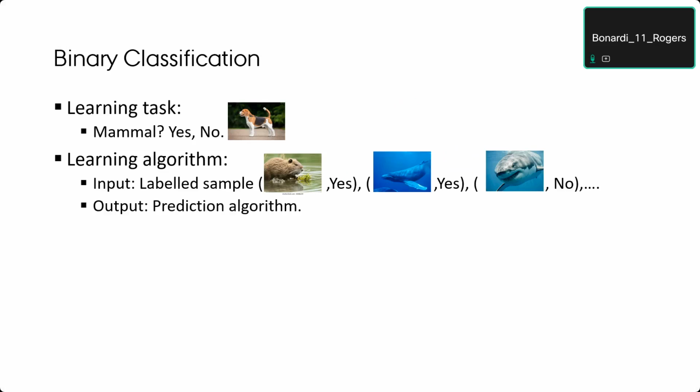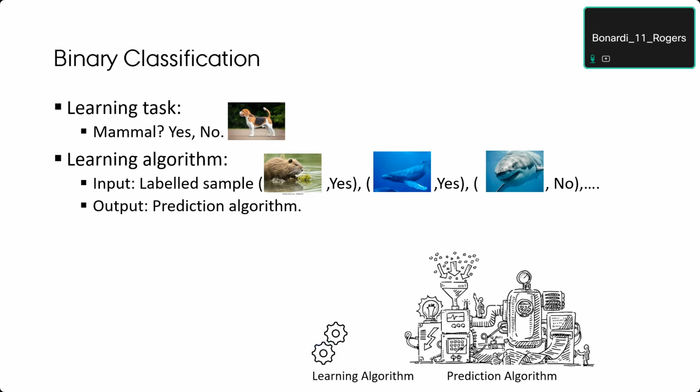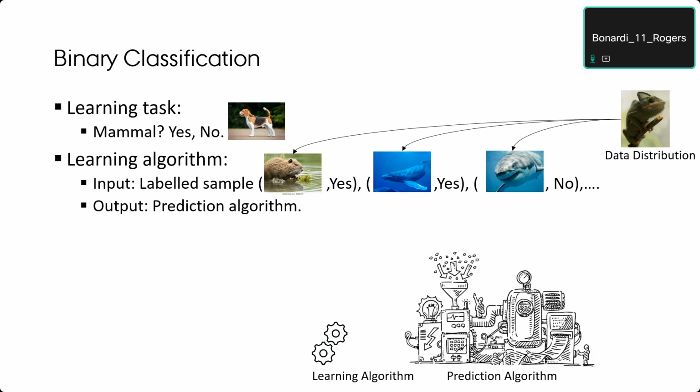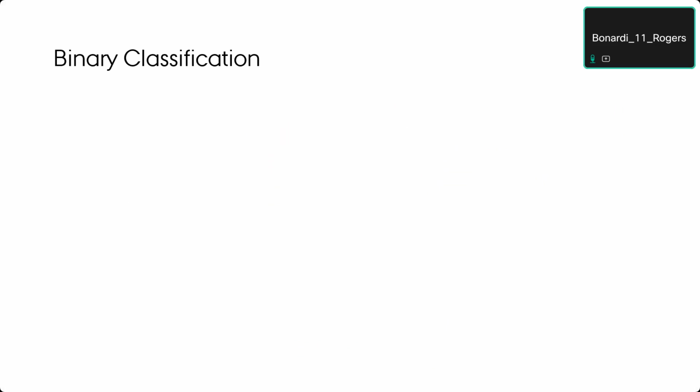We had a learning algorithm taking in some labeled sample, and then a prediction algorithm chosen based on this labeled sample. The learning algorithm gets the sample and outputs a prediction algorithm. We assumed that these labeled samples come from some data distribution, and the goal of our learner was to produce predictions with small error on new examples from this data distribution.